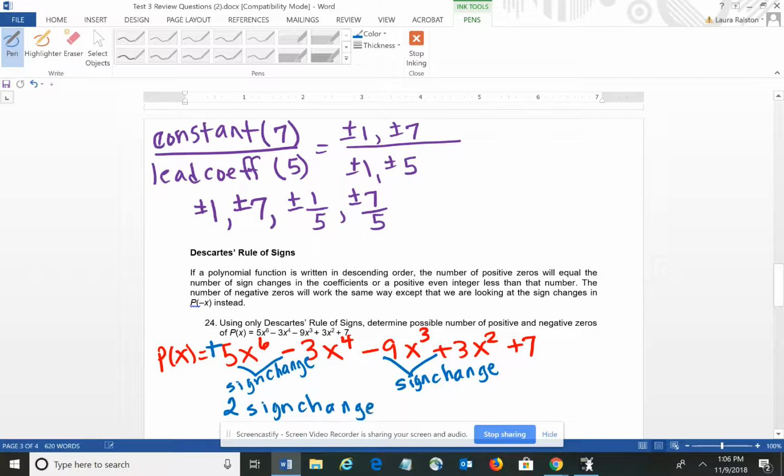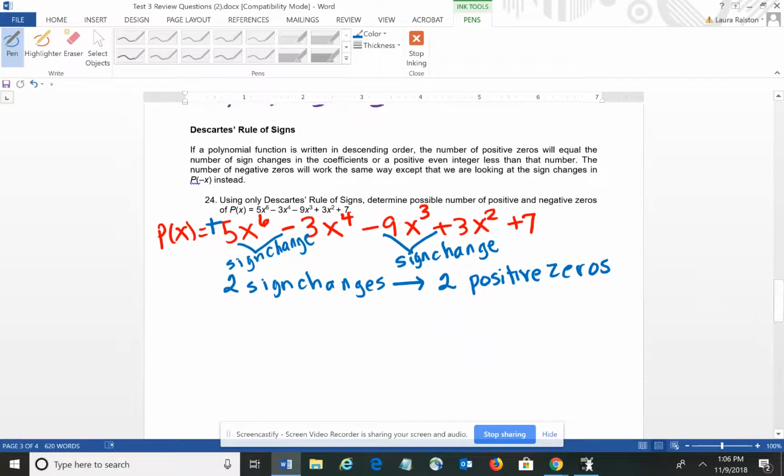What Descartes' rule of signs says is if there's 2 sign changes, that means you could have 2 positive zeros or a positive integer less than that. So basically you have to subtract 2 from the 2 sign changes. We could have 0 positive zeros. So based on the sign changes, in using Descartes' rule of signs, we could either have 2 or 0 positive zeros.